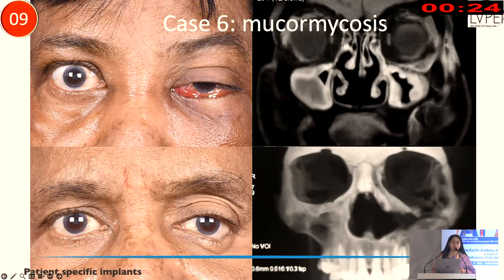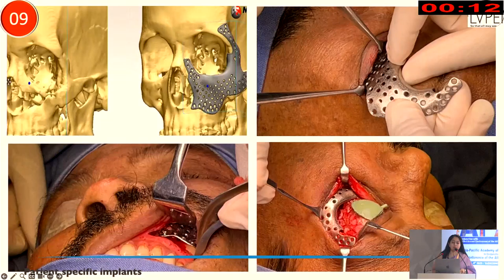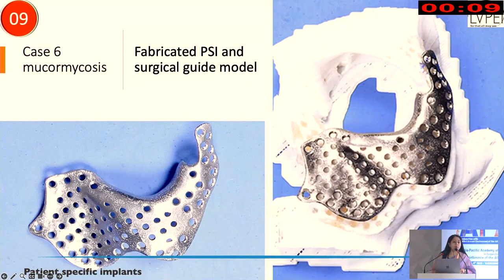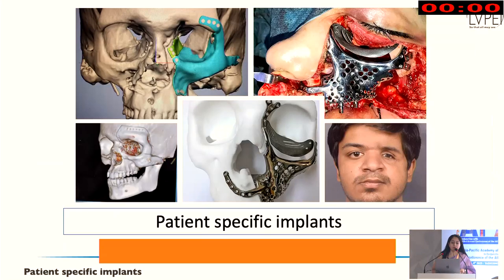Here is another patient with mucormycosis who actually over a period of time did very well, a very similar presentation to the previous one, where we placed the implant and it sits there beautifully. He's had almost a 5 or 6 year follow-up now. This is how his implant was fabricated, and this is him about 5 or 6 years later, having good support to the lower eyelid and no exposure symptoms at all. This, unlike the previous patient, is a situation where we had very good soft tissue cover, and therefore there was nothing to worry about in terms of exposure.